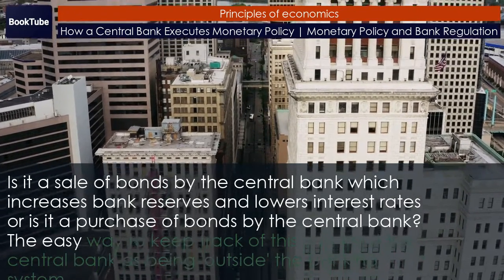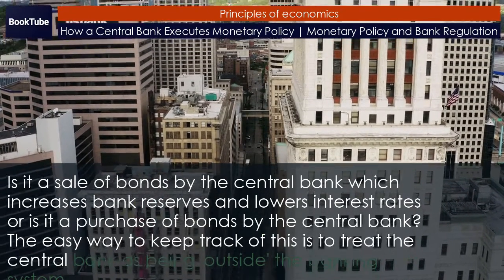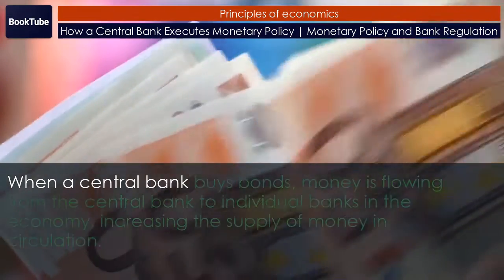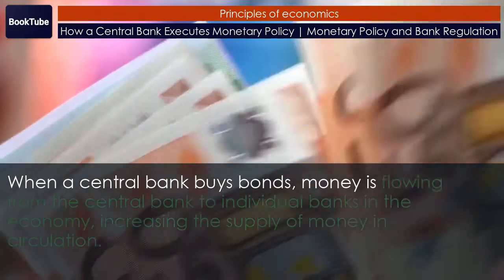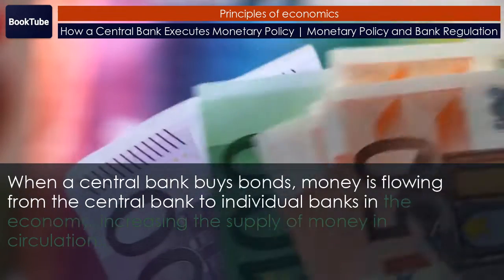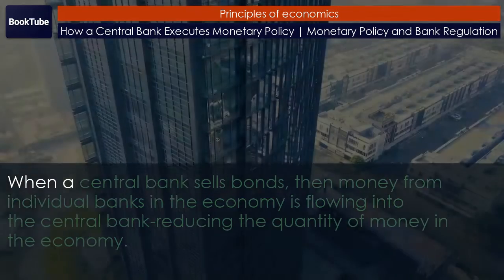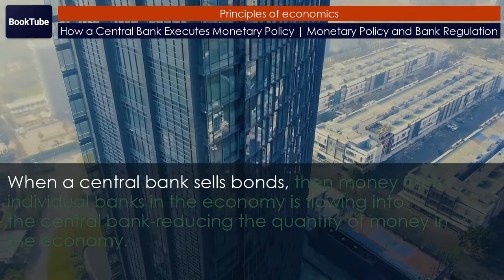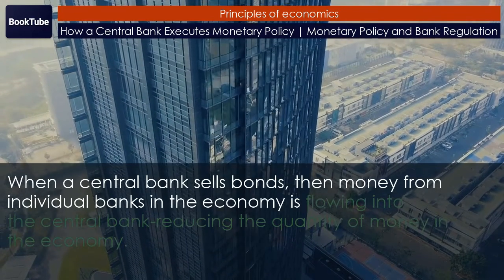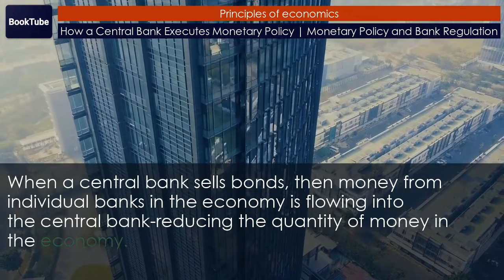The easy way to keep track of this is to treat the central bank as being outside the banking system. When a central bank buys bonds, money is flowing from the central bank to individual banks in the economy, increasing the supply of money in circulation. When a central bank sells bonds, then money from individual banks in the economy is flowing into the central bank, reducing the quantity of money in the economy.